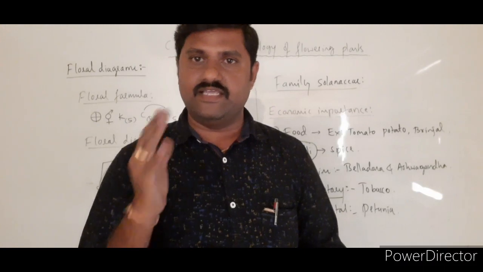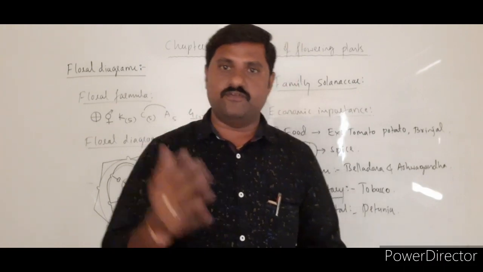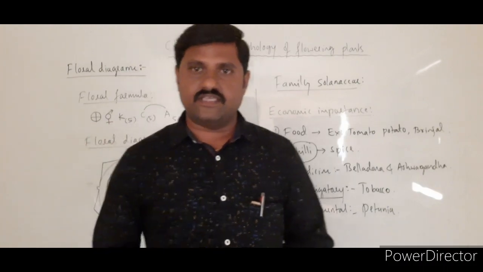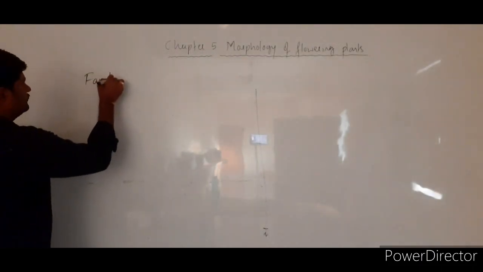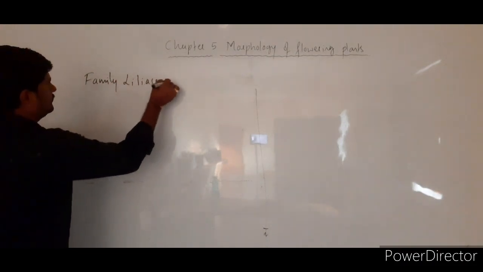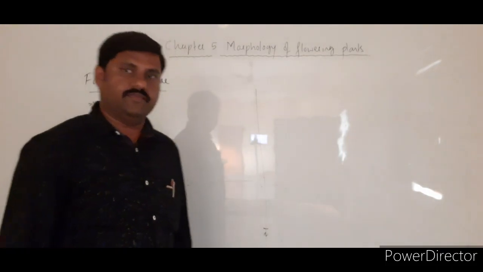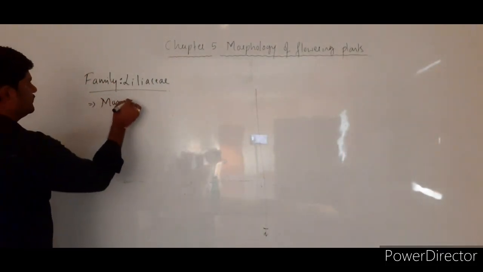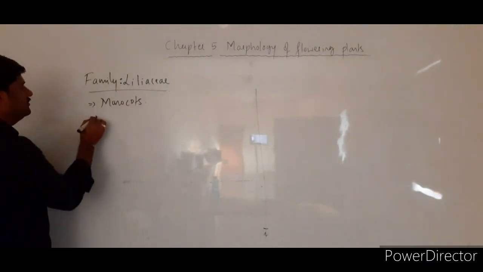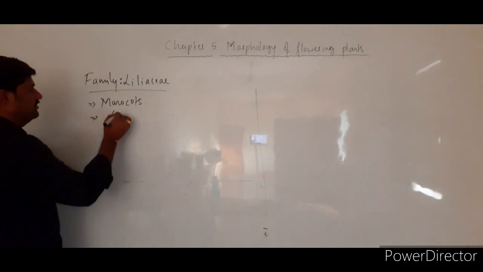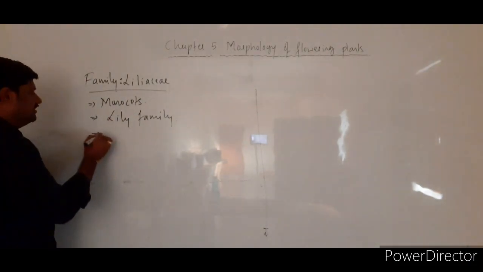The next family itself is the Liliaceae member, right? So Liliaceae family is also very important. Its characteristic features, its floral formula, its floral diagram. Let us see now itself. Now the family is Liliaceae. See here, the Liliaceae family members are almost all monocots. So this is the family which is representing the monocots, right? These family members are commonly known as lily family members.